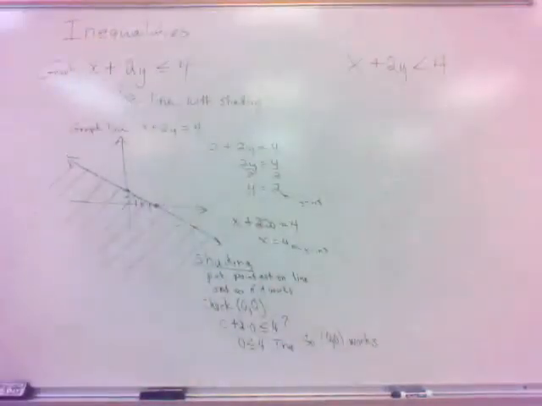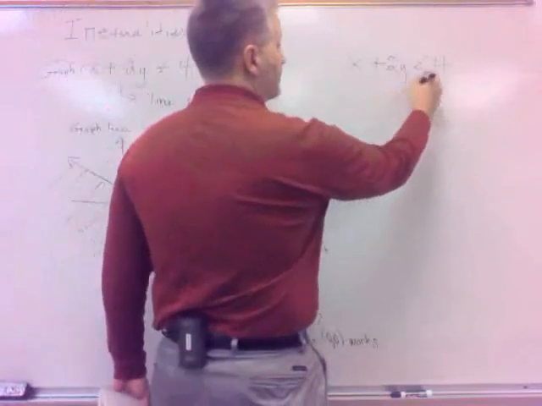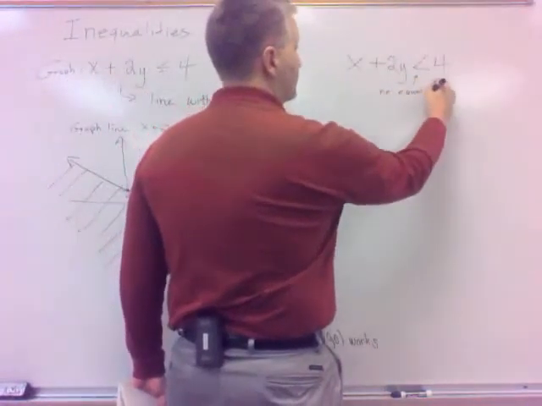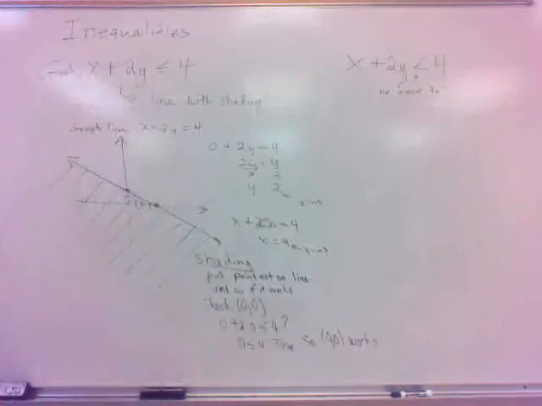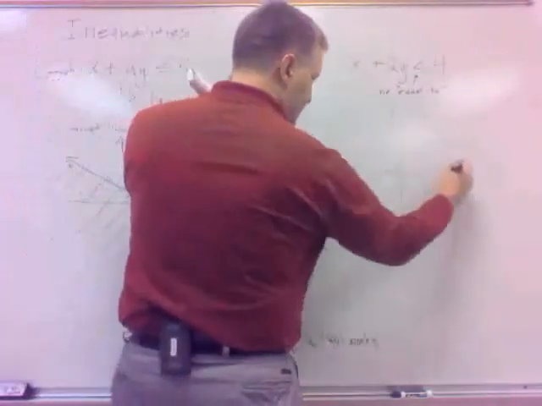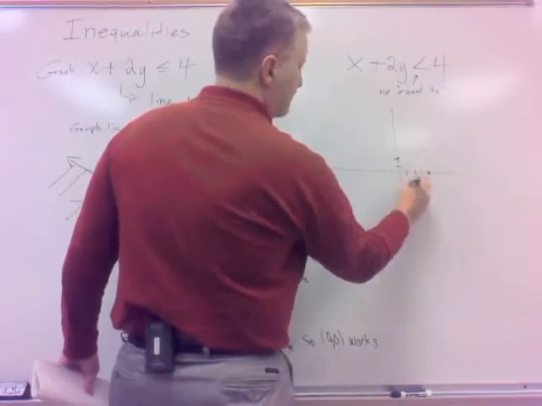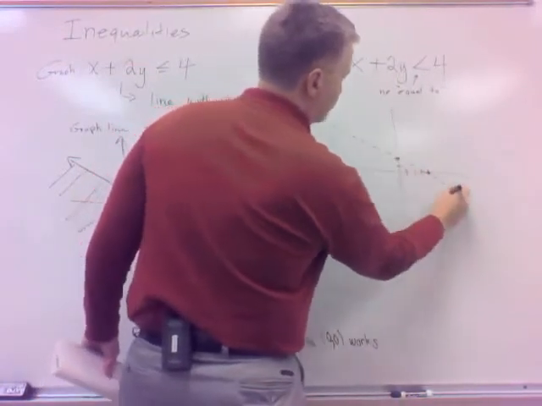Now, another little one, let's use the same thing, except x plus 2y is strictly less than 4. Meaning I don't have the equal to part. Since I don't have the equal to part, what, technically speaking, is not part of this solution set? The line itself. So the line itself is not technically part of the solution set. We still have the line as a boundary, but it's not a part of the solution set, and so to note that, we just use a dotted line.